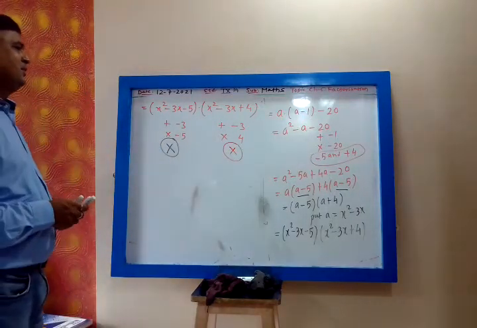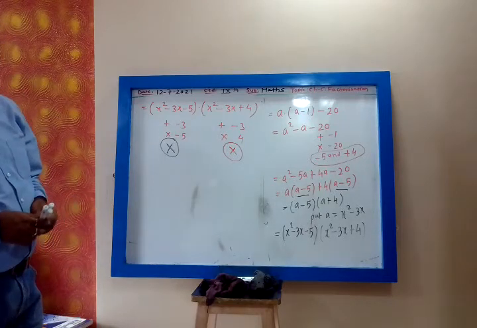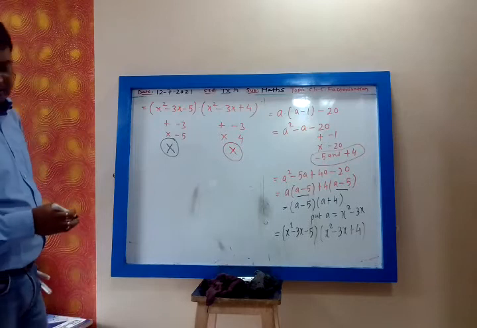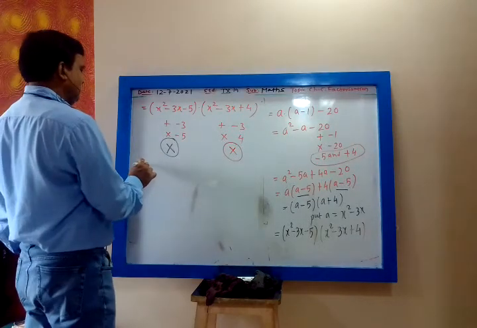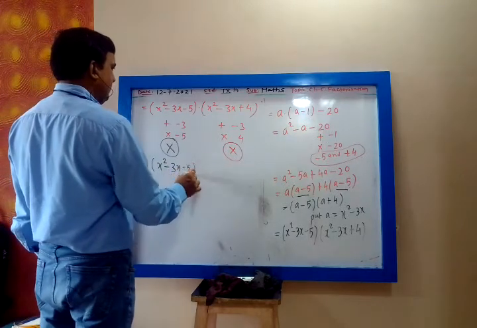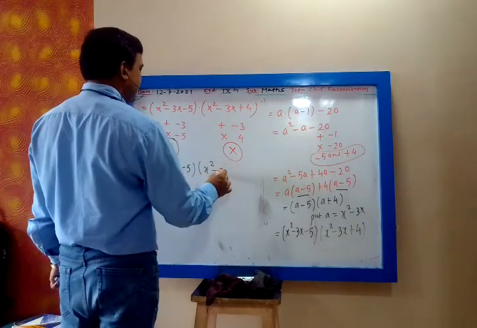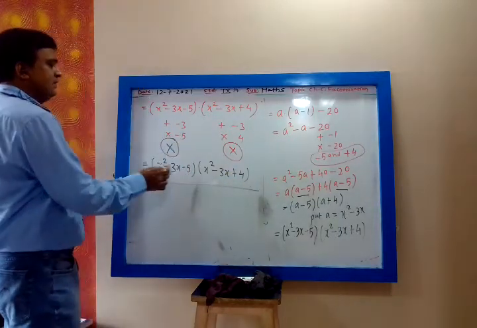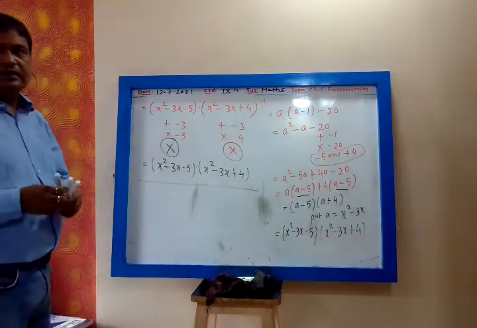Yes or no? So if none of them are factorizable, then this is your answer. The answer will be x square minus 3x minus 5 and x square minus 3x plus 4. If none of them are factorizable, then this is your answer, and this is in the factorization form.